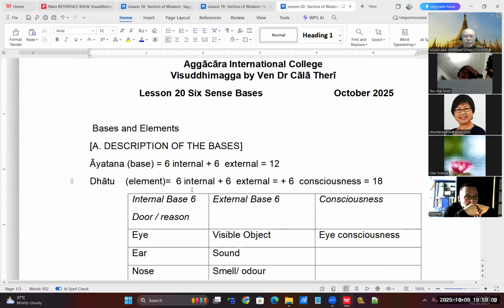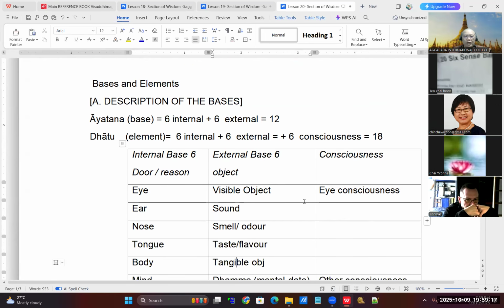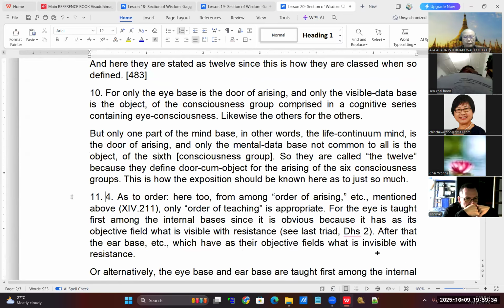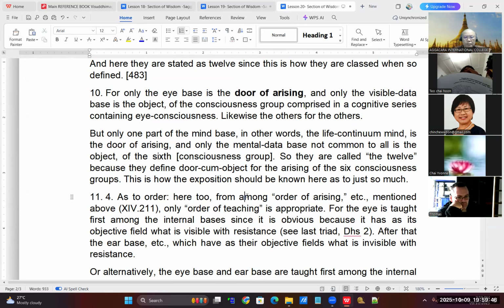Now, as mentioned here, internal base is called door. External base is called object. Right. So you have the door and object. So it's one pair. So you got six doors and six objects. So you got twelve. Because of door and object, you got the consciousness. And consciousness exists in the cognitive process, like I mentioned just now. So you got six door, six object, six consciousness. This is another one, door of arising. Okay. This door and object.